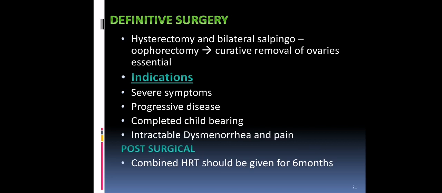The definitive treatment of this disease is hysterectomy and bilateral salpingo-oophorectomy. Curative removal of the ovaries is essential and it should be offered to patients with severe symptoms, progressive disease, completed childbearing, intractable dysmenorrhea and pain, and in the post-surgical period combined HRT should be given for at least 6 months. Now, considering all these factors in your mind, you can choose the right management for your patient.